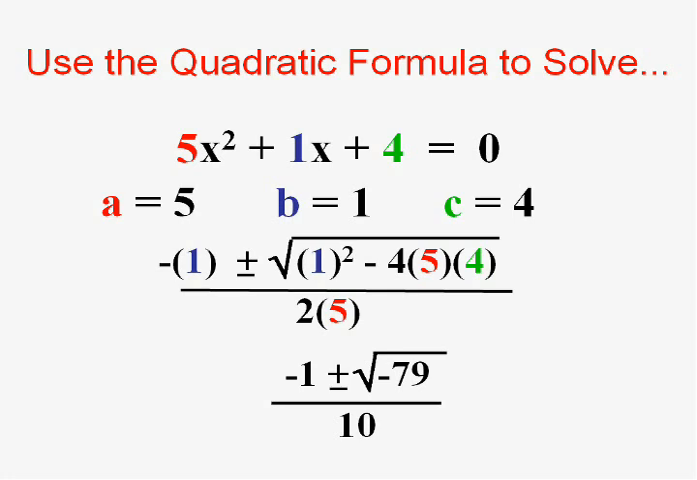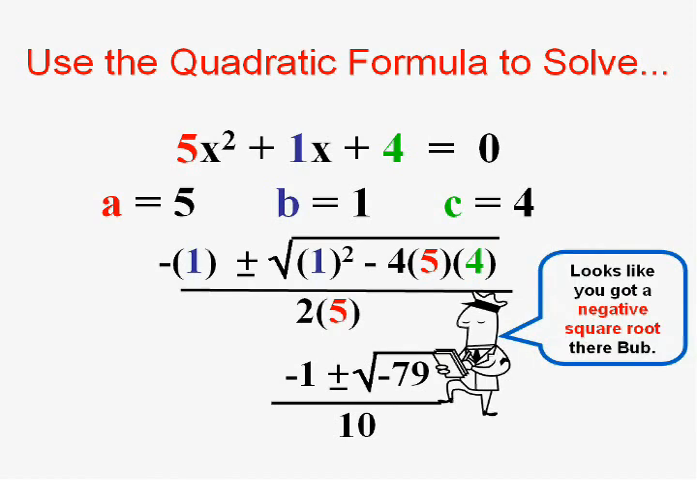-1 plus the square root of -79 over 10, and -1 minus the square root of -79 over 10. But we know we can't have a negative square root. So in real life, these answers would be of no use to us because this is a complex imaginary number. Oh, very bad. Definitely unacceptable. Yeah. And we went to a lot of work to find that.